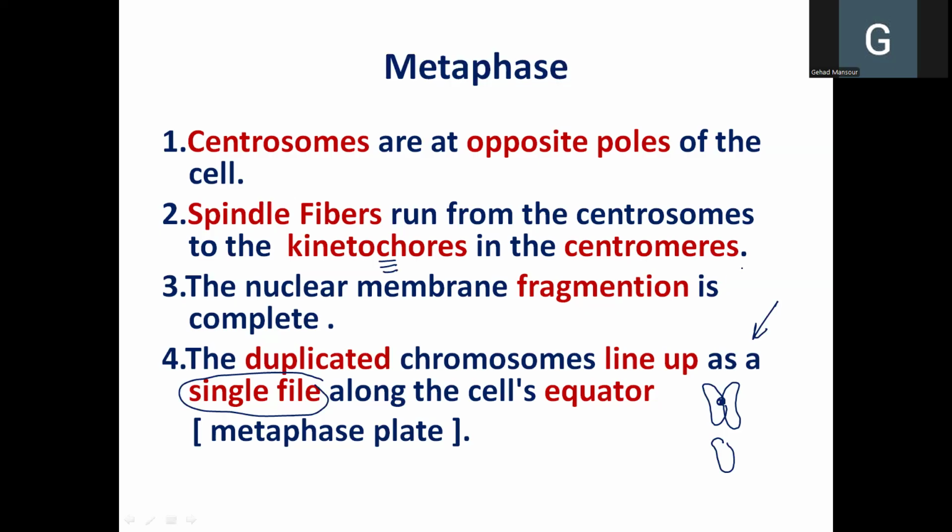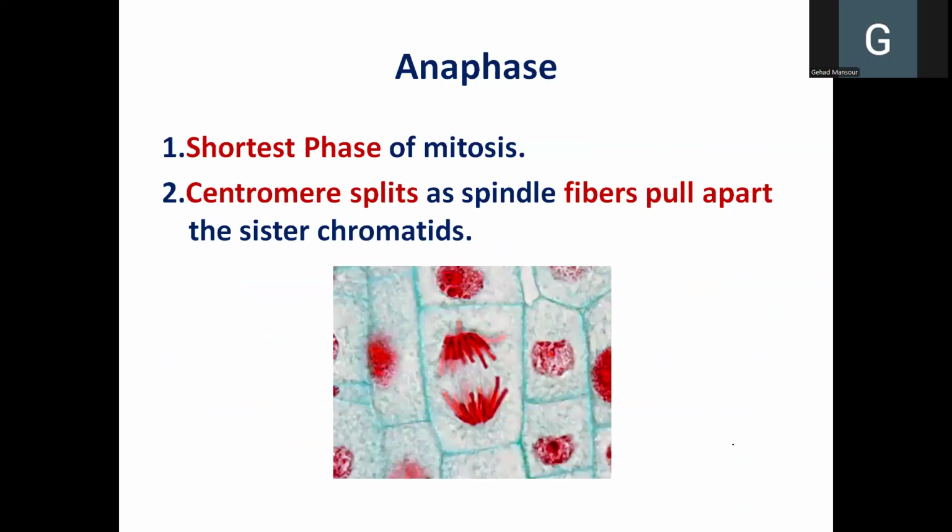And if, for example, the total chromosomal number, like in human beings, is 46 chromosomes, then you will have a long queue of 46 chromosomes that are aligned at the equator of the cell. So it's a single file, not as it occurs in meiosis, where we have a double file, meaning that every two similar chromosomes will align next to each other. But in metaphase of mitosis, they align as a single file along the equator plate.